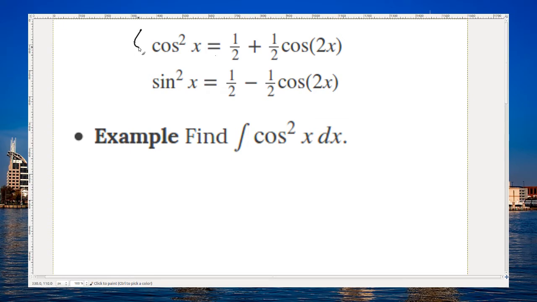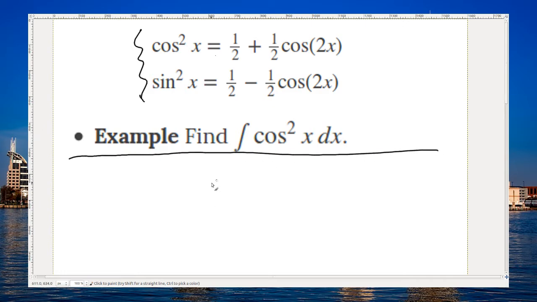So here they are right here. These are just facts from pre-cal with trig, and we're going to use that to help us solve this integral right here. So let's see here. We got the integral of cosine squared x. And what I'll just do is I'll just straight up copy this formula. Cosine squared x becomes 1/2 plus 1/2 cosine of 2x.